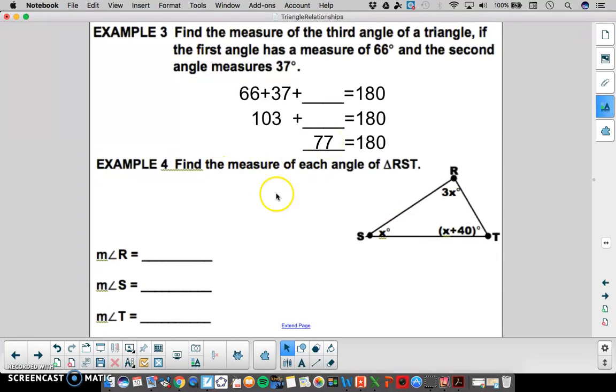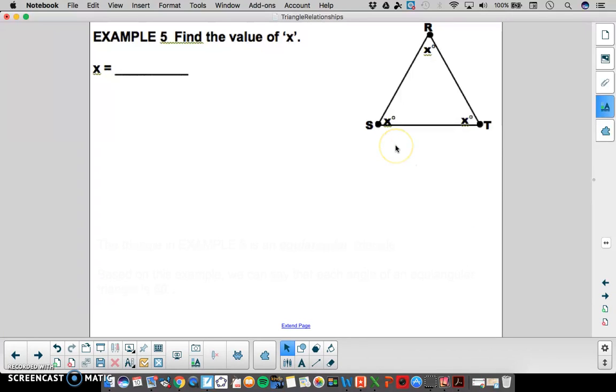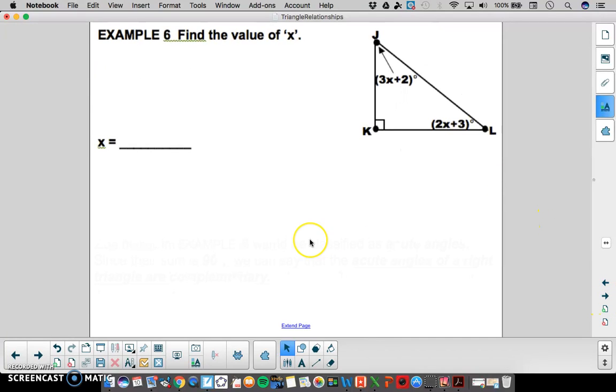Okay, I want you guys to use that same property to find the measure of each angle in triangle RST, and then also find the value of X in example 5 and in example 6.